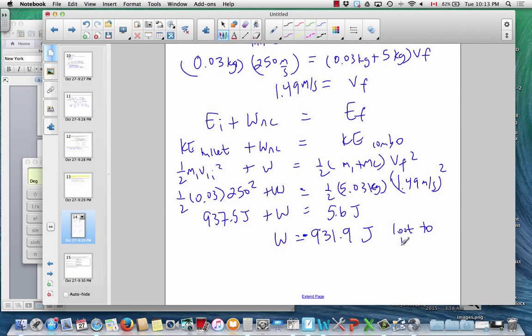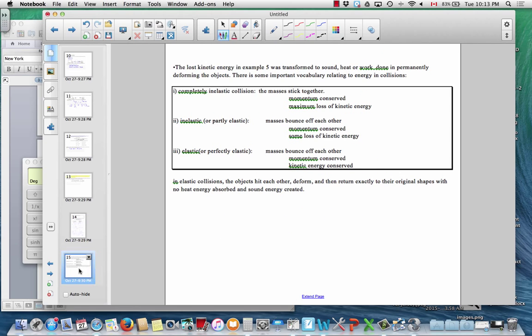So that was lost to heat, or it was lost to the work that was done by the bullet pushing into the wood material. Now, there are some words that we'll need. This was a completely inelastic collision where the masses stuck together. Although momentum's conserved, assuming it's frictionless in a closed system, the kinetic energy was not. Mechanical energy was not conserved. A lot of kinetic energy gets transformed into heat.